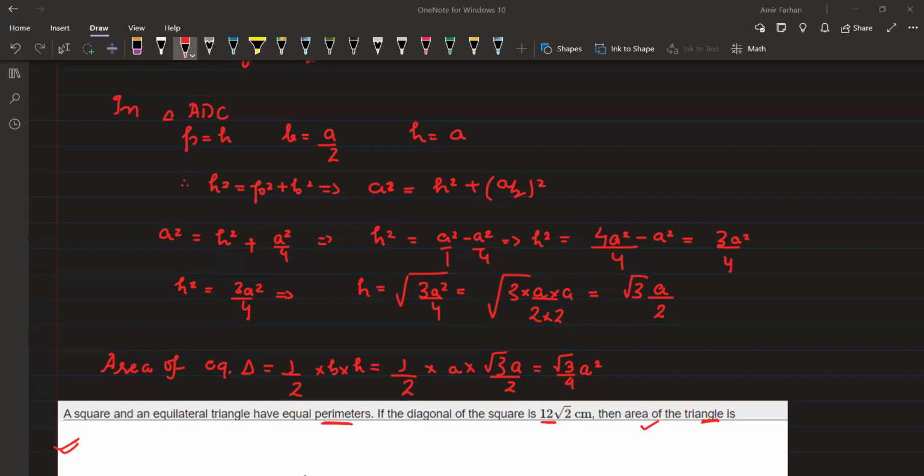Is it 36 root 3? Is that Anam? 36 root 3. Okay, 36 root 3. Okay, let's check. Any answer by anyone else? Bharti, Afreen, Sara, Amiti, Rayan, answer.